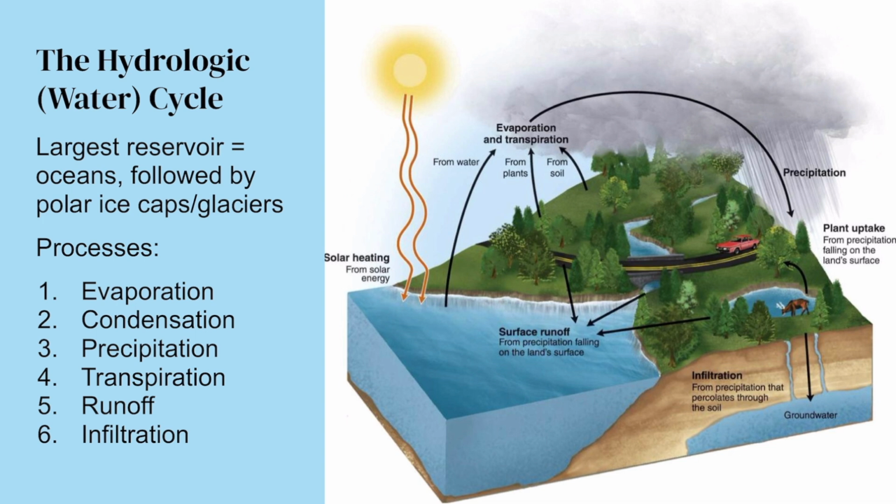So unlike the phosphorus cycle, this does have an atmospheric component, and these transformations are powered by energy from the sun. So the largest reservoir of water is definitely oceans, and then the second largest, but it's much smaller than the oceans obviously, is our polar ice caps and glaciers. So the processes that occur in the hydrologic cycle are evaporation, condensation, precipitation, transpiration, runoff, and infiltration. These first three, I'm guessing you're familiar with. These are really powered by the sun.